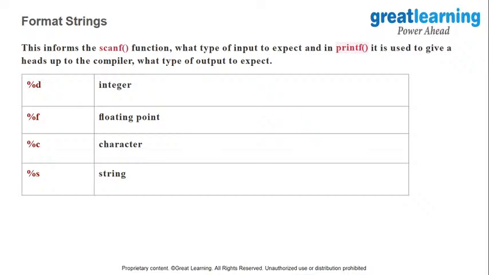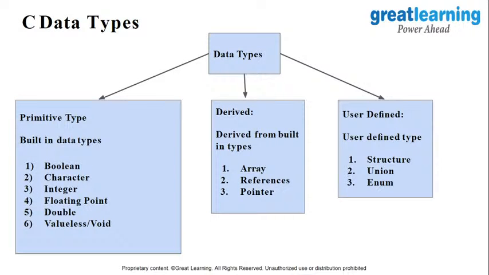Now the C data types. What are the data types in C? We have primitive data types, derived data types, and user defined data types. Primitive data types are the built-in data types: Boolean, character, integer, floating point, double, and valueless void, that is void, which doesn't contain any value. Then we have derived data types: arrays, references, and pointers. We will get to these one by one and try to cover all of these. Then we have user defined data types: structures, unions, and enumerated data types.